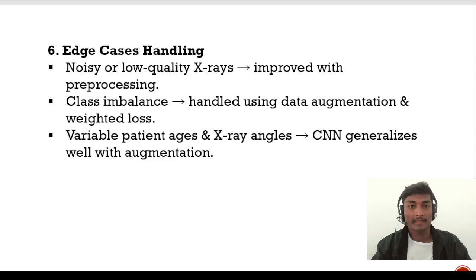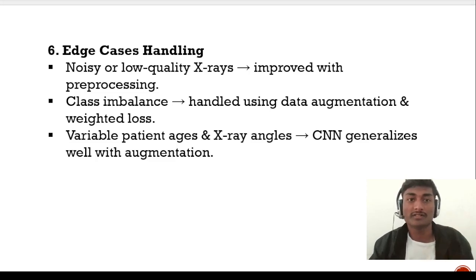Next, moving to the edge case handling. Noisy or low quality X-rays are improved with pre-processing. Loss function is binary cross entropy. Class imbalance is handled using data augmentation and weighted loss.